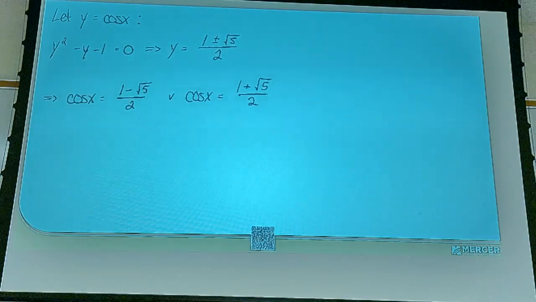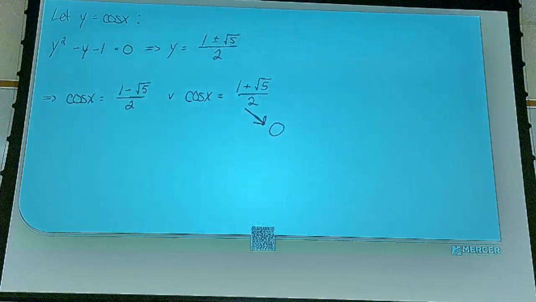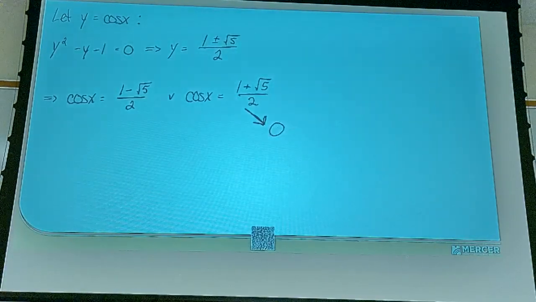Oh, but wait a minute. One plus root 5 over 2. Isn't that larger than 1? So that first one, I'm not going to draw that. I'll do it this way. That first relation is the empty set. It has no solution.